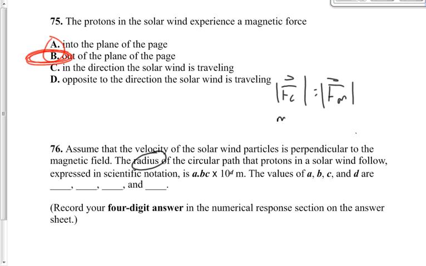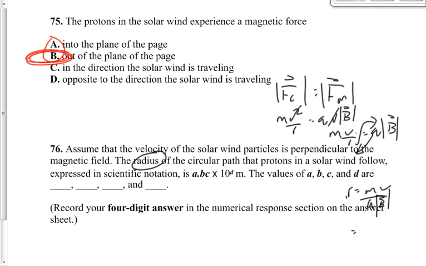mv squared over r equals qvB. One of the v's cancels. We're left with mv over r equals qB. Going to rearrange this. The r goes up by multiplying. The qB goes down by dividing. Swap places, basically. We're going to say r is equal to mv over qB.